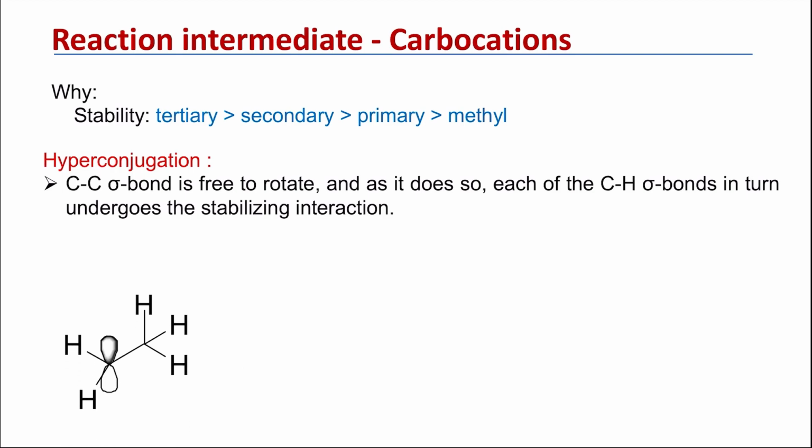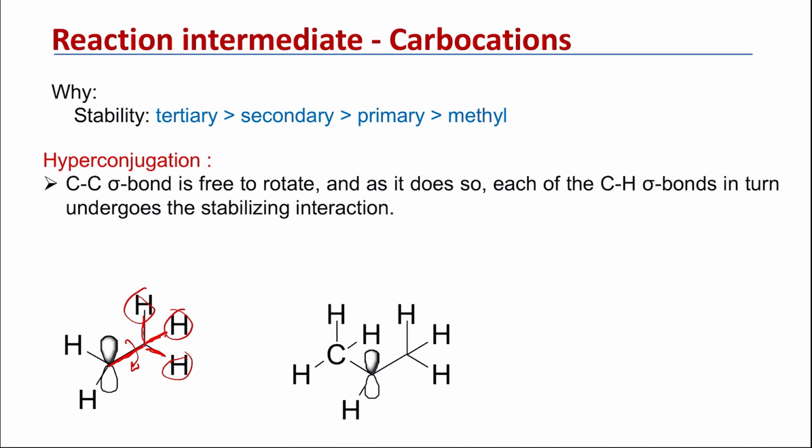So if you have a primary carbocation like this one, and then you have this carbon-carbon sigma bond, it's free to rotate. As it rotates, each of the three hydrogen atoms, or each of the three carbon-hydrogen bonds, will become coplanar with the vacant p orbital and will contribute to the hyperconjugation, and that will increase the stability.